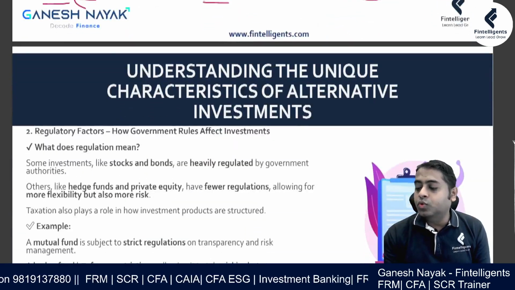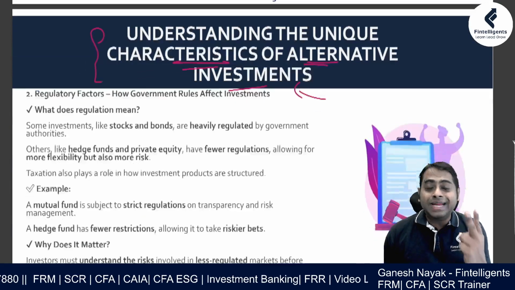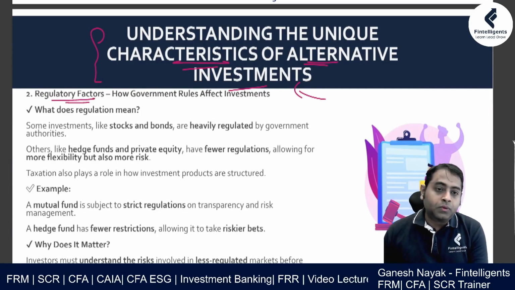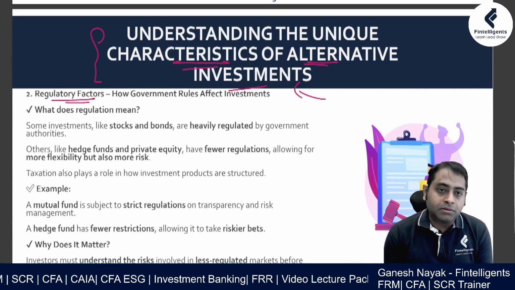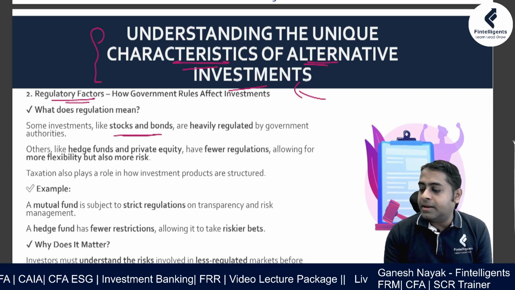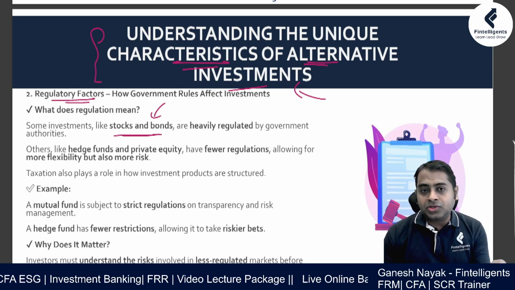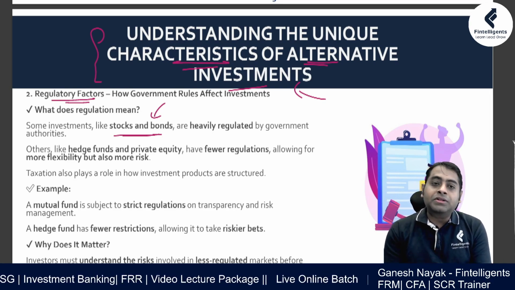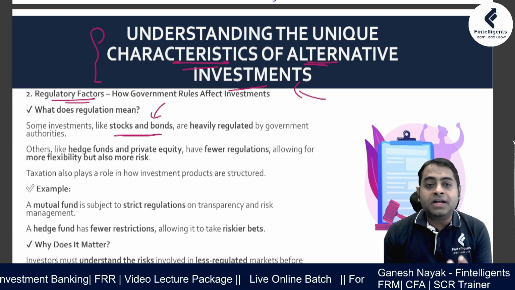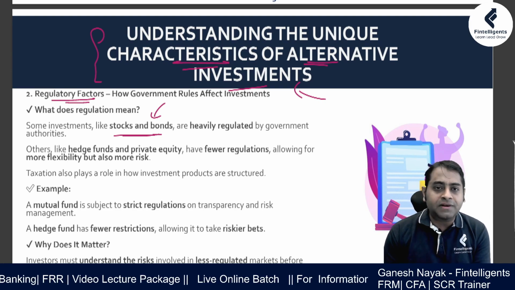Understanding the unique characteristics of alternative investment, the second part you will be looking at is the regulatory factor. Now the way a regulator in India or globally looks at traditional products like stocks and bonds is very different, because in a stock, when it is listed on an exchange, the government or the regulator is more focused on protecting the average investor who is investing into that product, the traditional investment products, right?